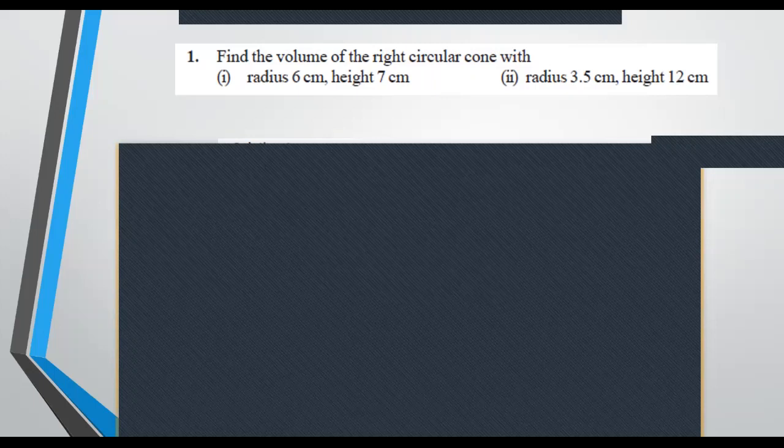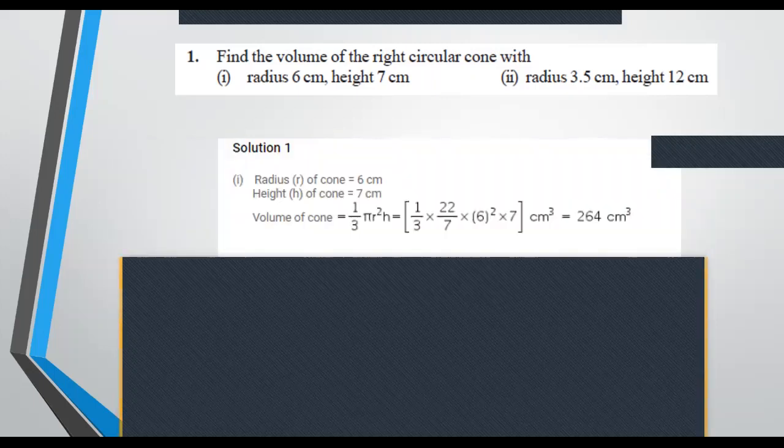What's the answer? 264. Done. 264. Perfect. Now, what is the easiest thing in this step of a sum? Always pi is 22 upon 7. So the 7 and 7 get cancelled off, and 3 and 6, of course. So directly you can get the answer very fast.